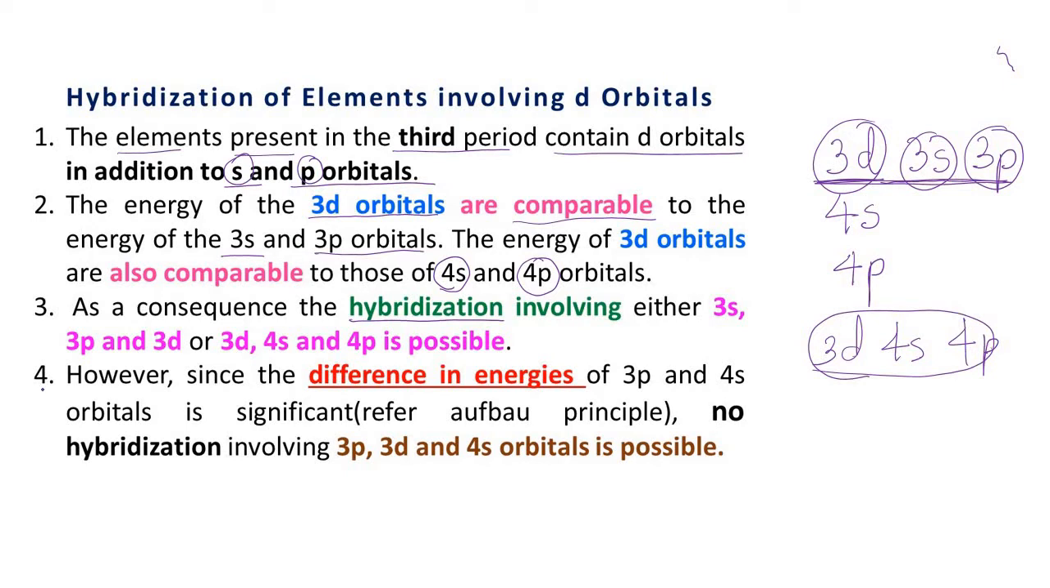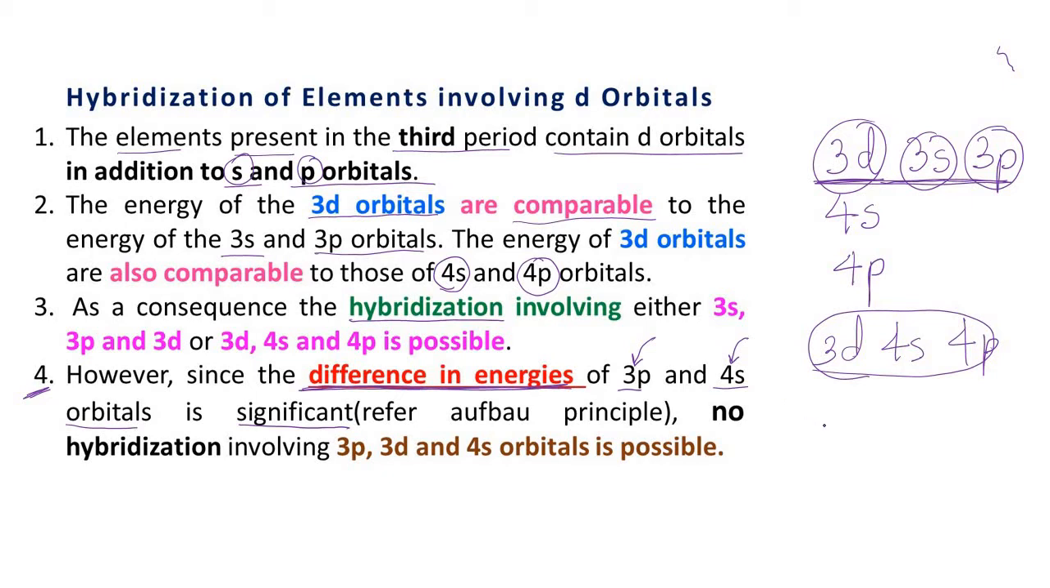But the fourth point is a very important point. What is that fourth point? The difference in the energies of 3p and 4s orbitals is significant. What does this mean? Here the principal quantum number is 3 and here the principal quantum number is 4, so there is a difference in the energy.